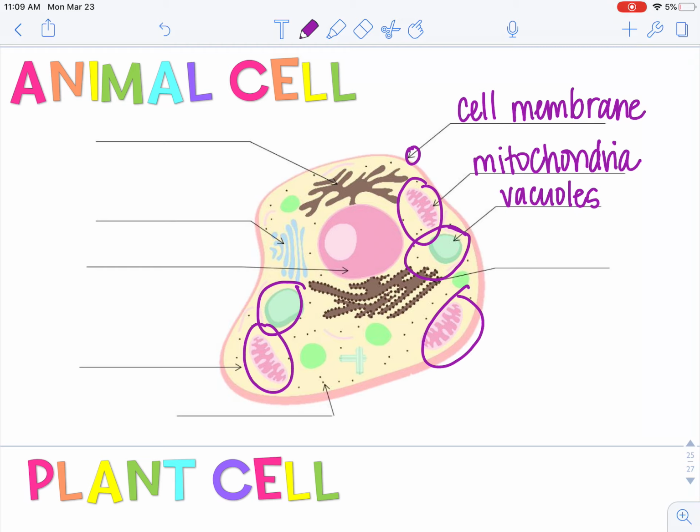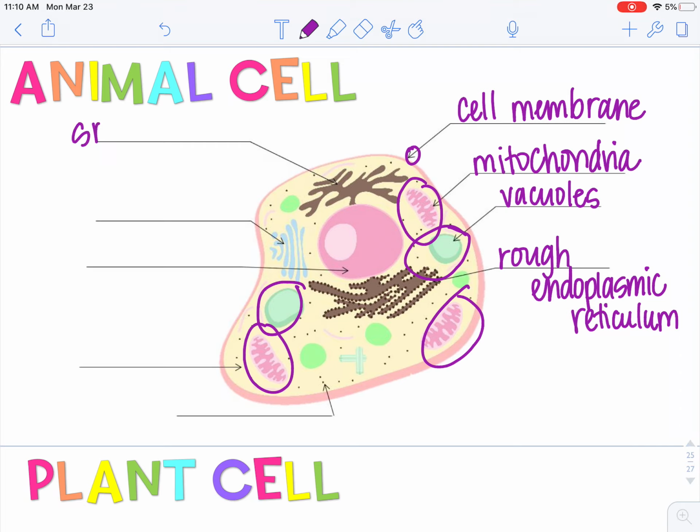Next, you'll see on both sides of the nucleus, you have this brown organelle. One appears bumpy because ribosomes are attached. So this bottom one is the rough endoplasmic reticulum. And we're going to jump up to that top brown one real quick, which is just the opposite. It is your smooth endoplasmic reticulum.